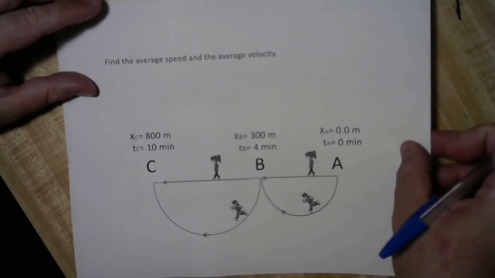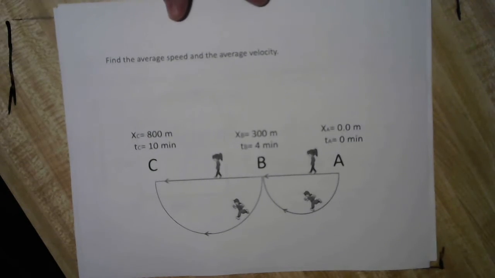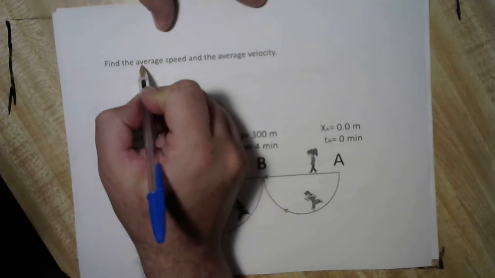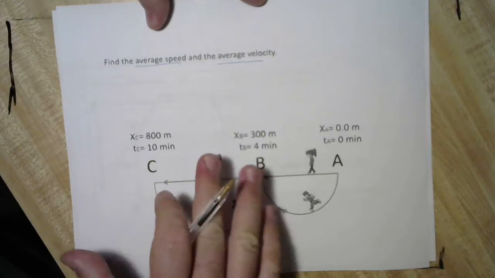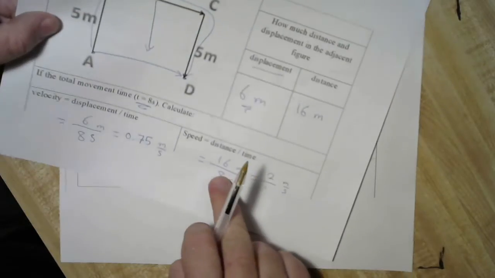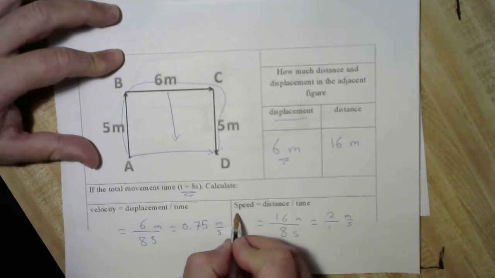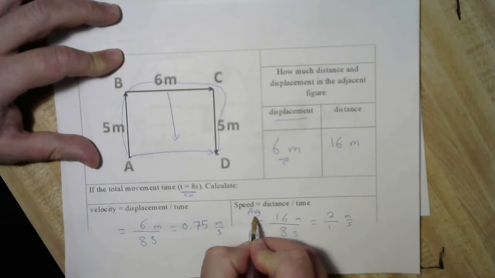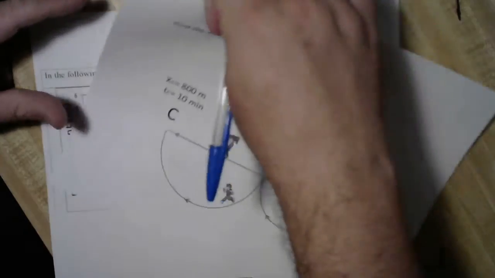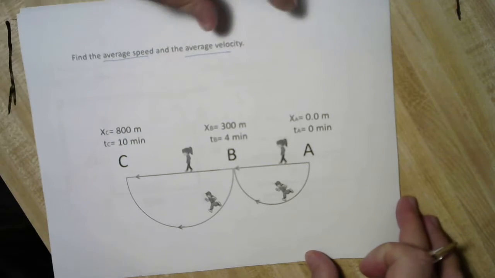Now I need to understand the figure. I need to find the average speed and the average velocity. What is the difference between the average speed and the speed in the first example? It is the same. This one is the average speed, and this is the average velocity value. We will see now how to apply and calculate the average speed and the average velocity.